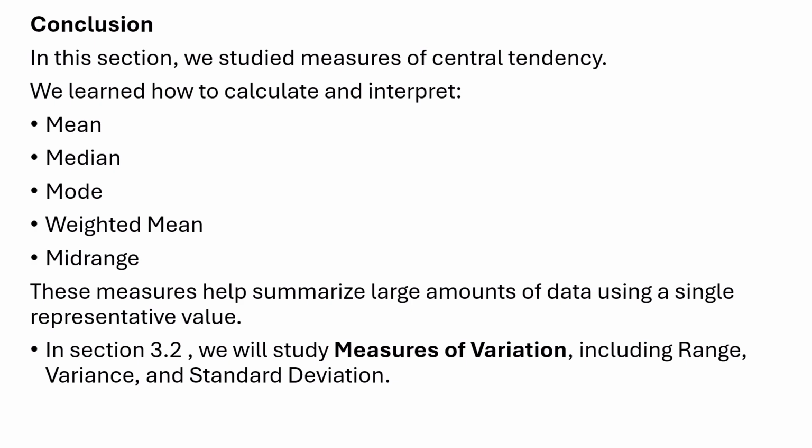Conclusion. In this section, we studied measures of central tendency. We learned how to calculate and interpret mean, median, mode, weighted mean, and mid-range. These measures help summarize large amounts of data using a single representative value. In Section 3.2, we will study measures of variation, including range, variance, and standard deviation.